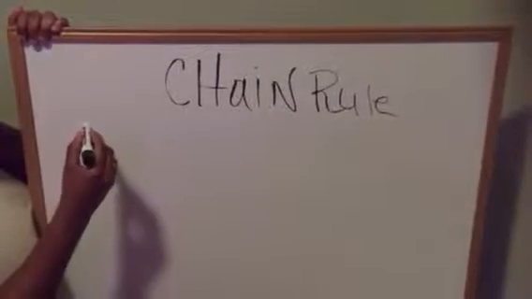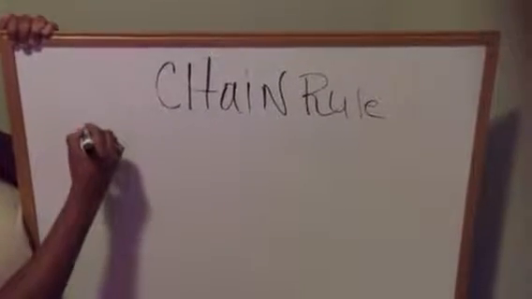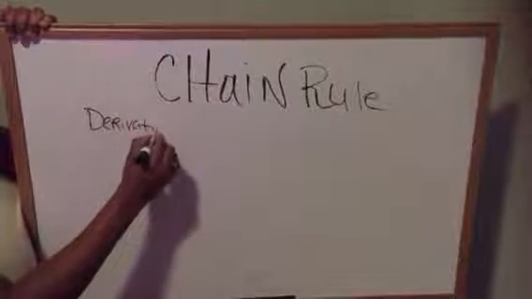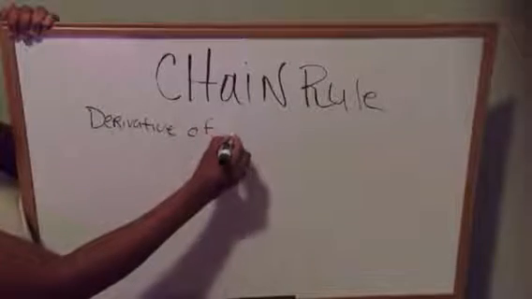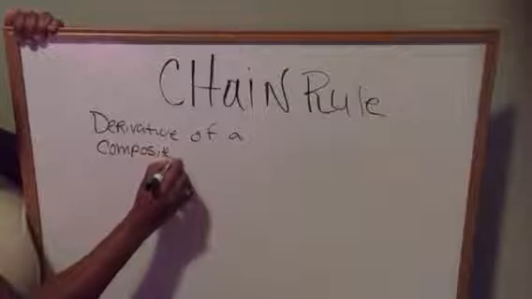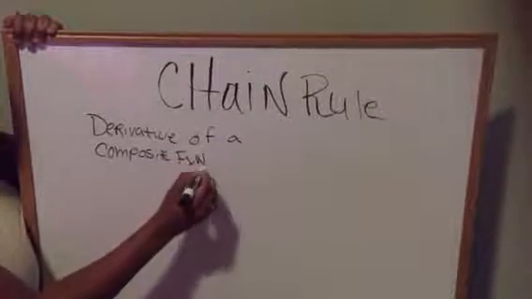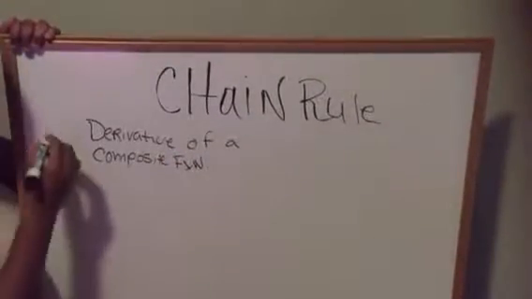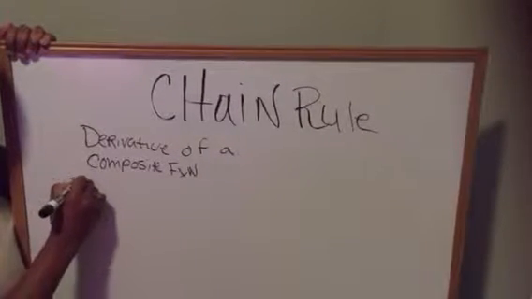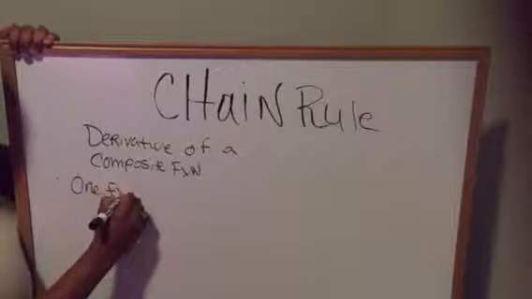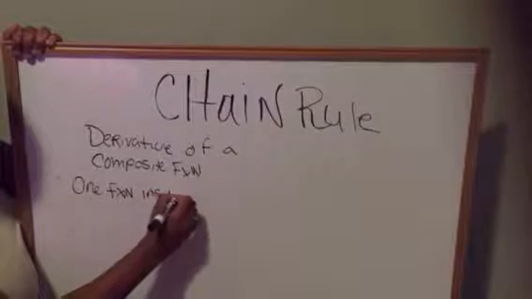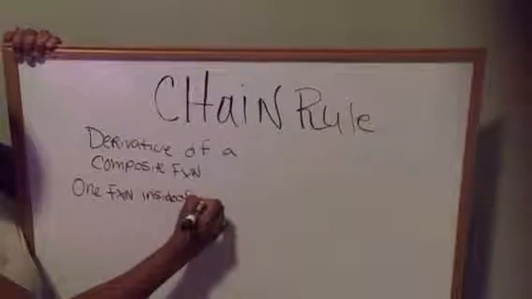Today we're going to be talking about the chain rule. And the chain rule is the derivative of a composite function. Okay? And a composite function is a function that has one function inside of another function.